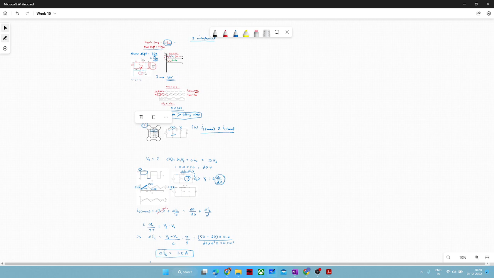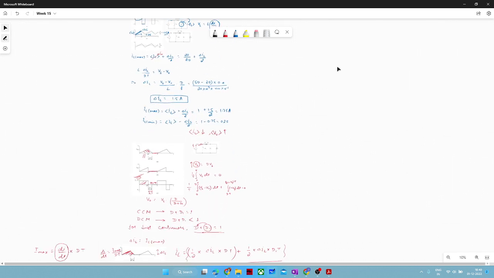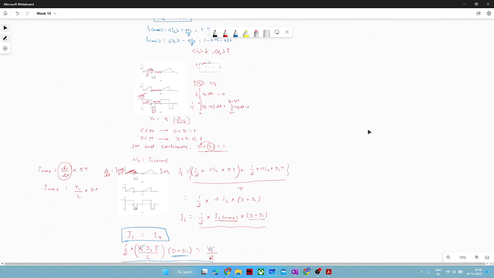Sir, capacitance has no role in continuous or discontinuous mode. Capacitance has a role in reducing the ripple in voltage, not the ripple in current. Whatever ripple is in your inductor current, that much ripple of current must be passed through your load capacitor. So it should be capable of filtering out that ripple.